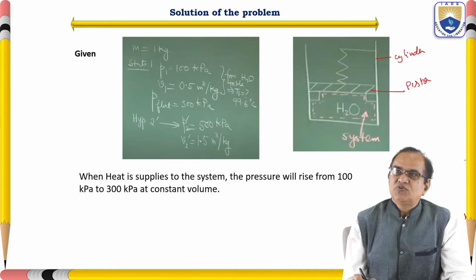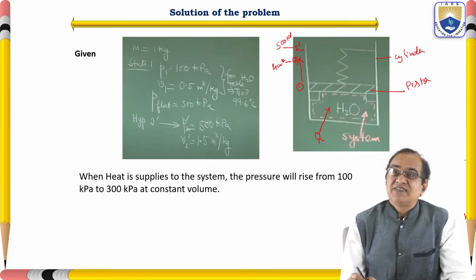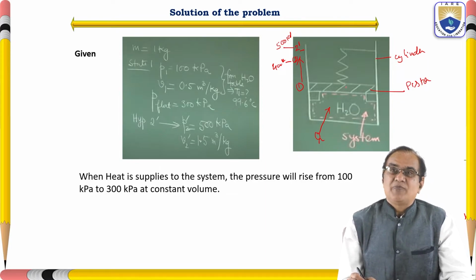Here the water H2O, and this is the system, and here Q is supplied. And here the volume will change. This is the point 1, this is the point 2, and this is the point 2 prime. And this 2 prime is given 500 kPa, 2 is given 400 kPa, and as and when it is floating, it is given as 300 kilopascal.